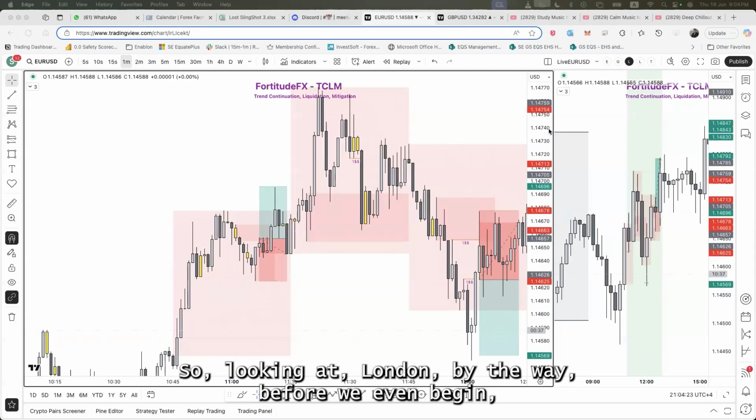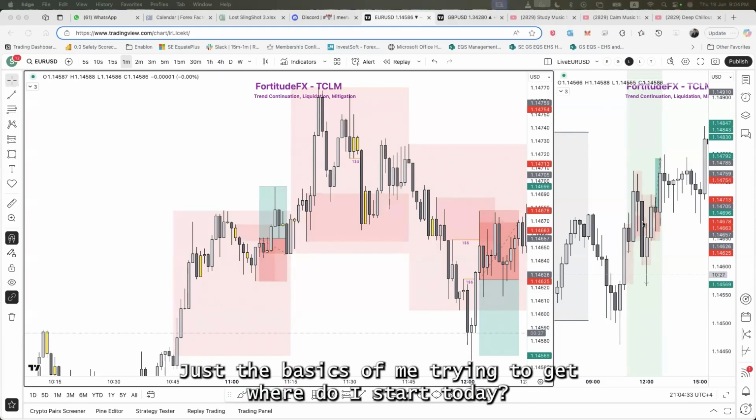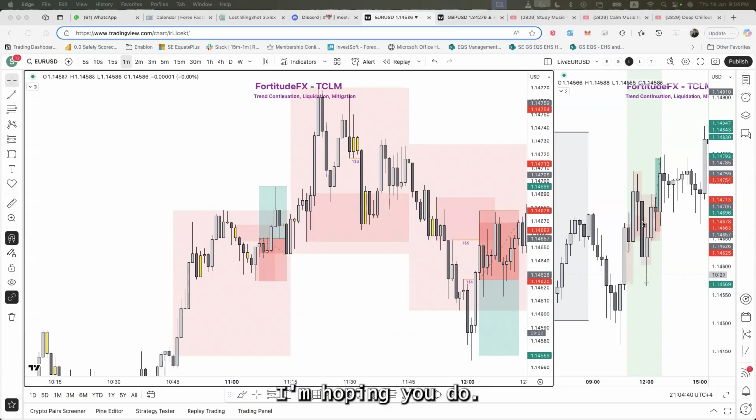Okay, guys. So looking at London. By the way, before we even begin, because I want to make this as interactive as possible, just the basics of me trying to get where do I start today. You all understand the basics of the strategy, correct? I'm hoping you do. So basically, it's very simple.